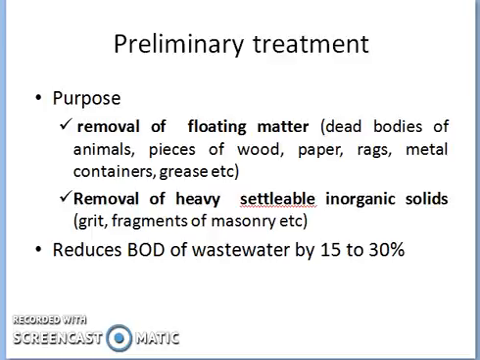Now coming to the preliminary treatment. Preliminary treatment consists solely in separating the floating materials like the dead bodies of animals, pieces of wood, paper, rags, metal containers, grease, etc. This treatment reduces the BOD of wastewater by about 15 to 30%.